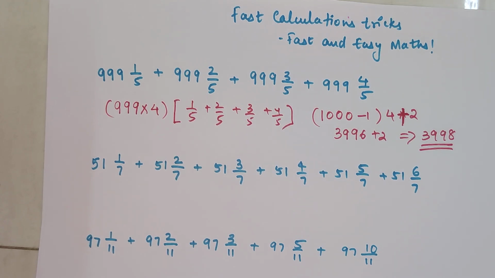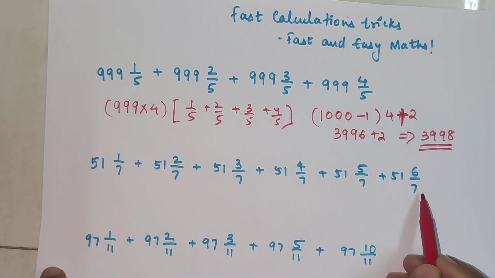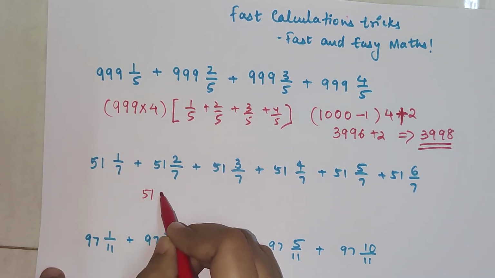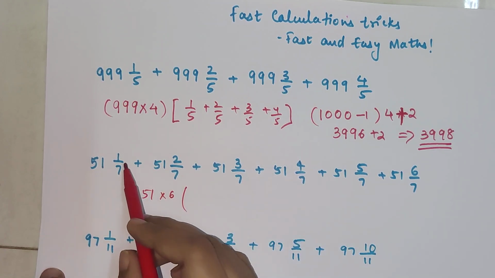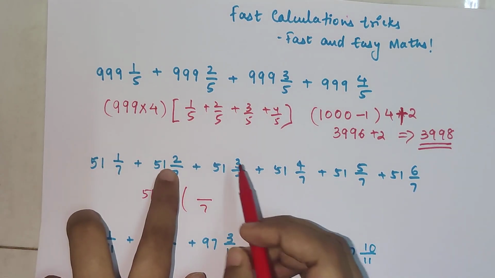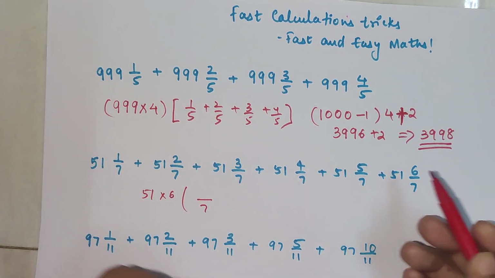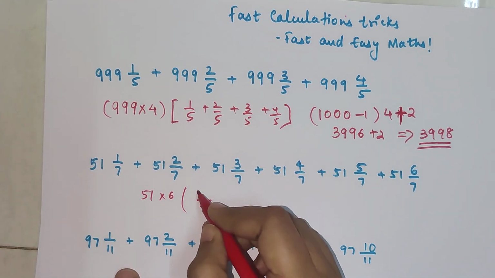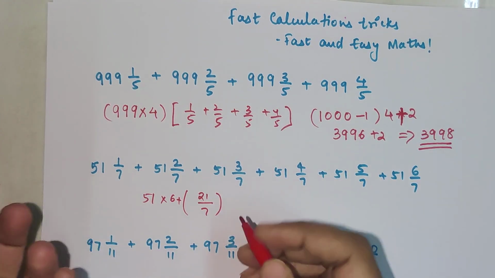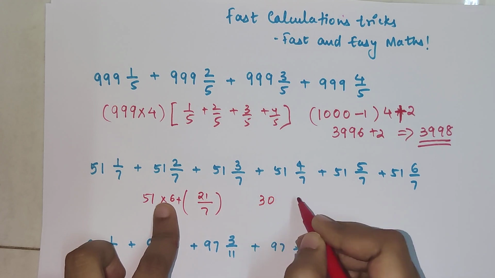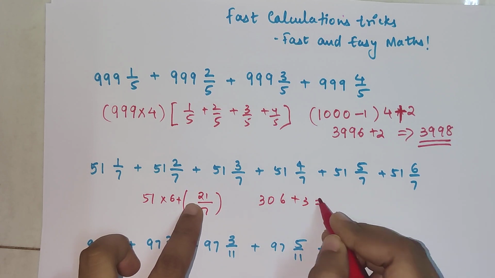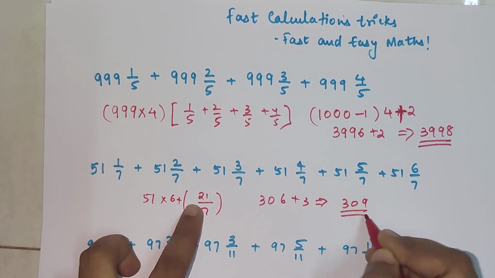Okay, so now very quickly, this is 51 how many times? This is getting 6 times, 51 into 6 and 1/7. So all of these have denominator which is 7. So let's quickly add the numerator directly. 1 plus 2 is 3, 3 plus 3 is 6, 6 plus 4 is 10, 10 plus 5 is 15, 15 plus 6 is 21. Okay, so now 51 you can directly multiply. So this is 306 and you are going to add 3 to it. So your final answer is going to be 309.